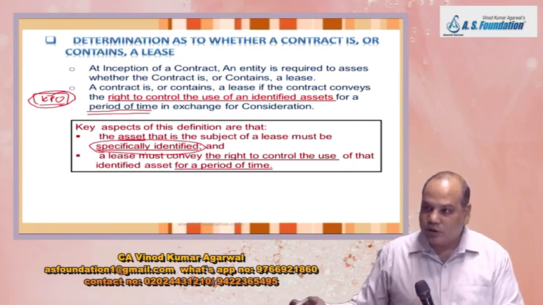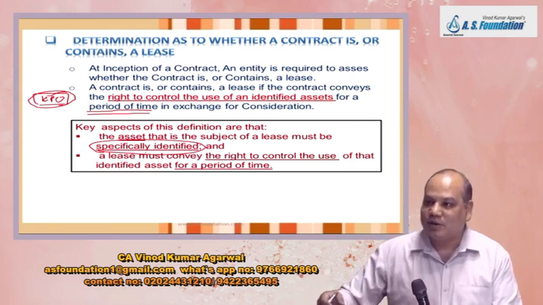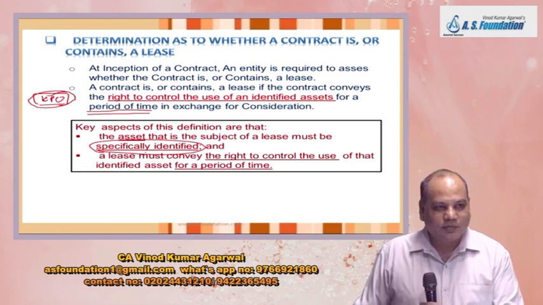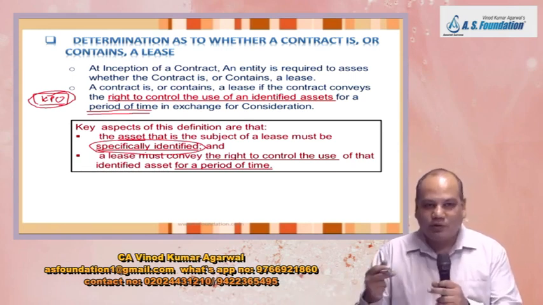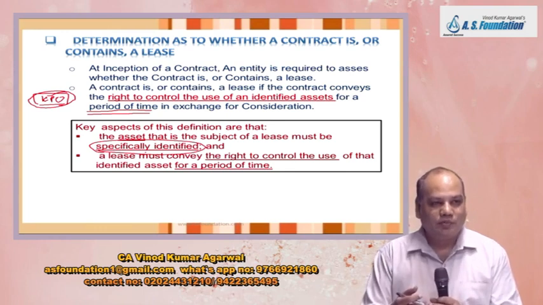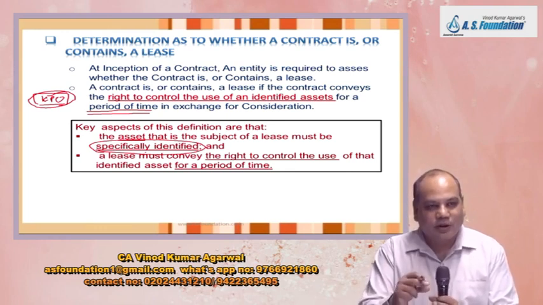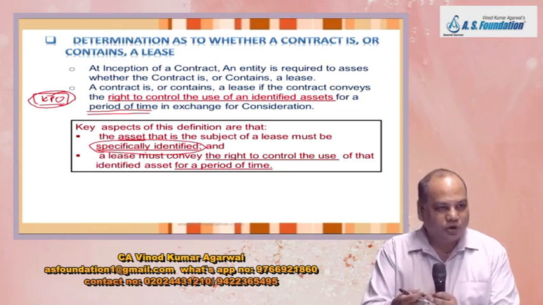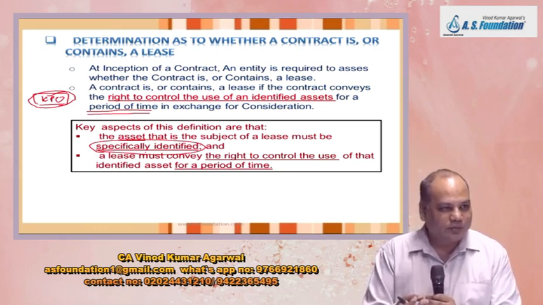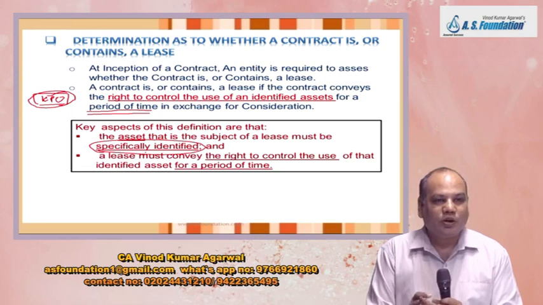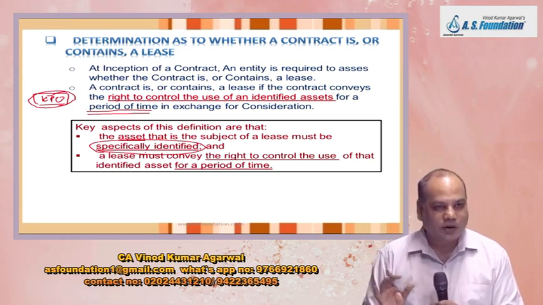So when it is very easy to substitute the asset by the supplier, then it is not a specified asset. But when the nature of the asset is such that it cannot be easily substituted, it may be substituted, but then there will be cost involved, which is more than the benefit that you derive. Then in that case, normally it will be called as a specified asset.